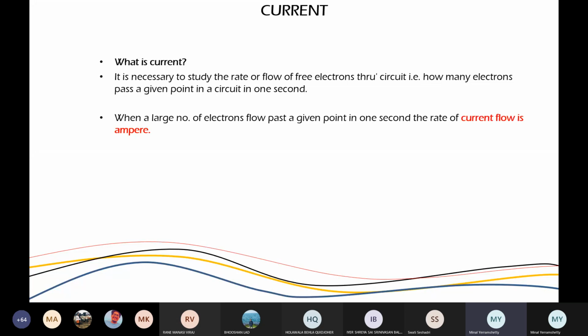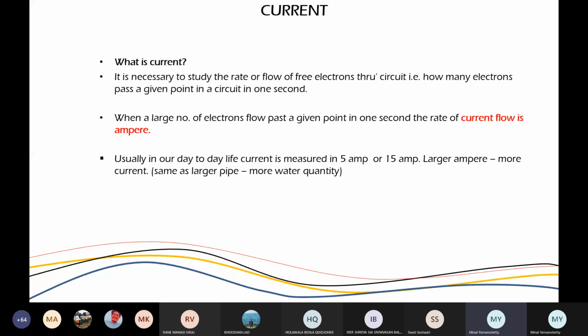When a large number of electrons flow past a given point in 1 second, the rate of current flow is ampere. We know that, right? The unit of current is ampere. Usually in our day-to-day life, current is measured in 5 ampere or 15 ampere. Larger ampere means more current. That's why your refrigerator, your AC, your boiler will require larger current. They don't require three phase. Please understand this: no apparatus in your building works on three phase. They all work on single phase, but they require larger current.